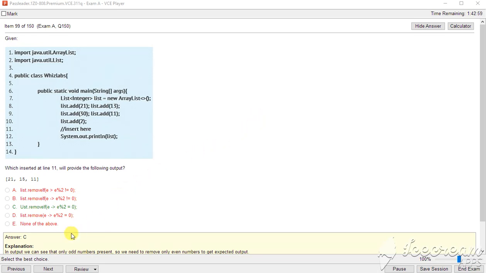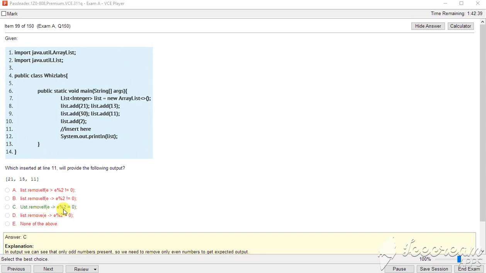Because when you look at the answer, they are saying that the answer is C. Okay, let's assume that the answer is C. So where is UST coming from? Let's assume this is a typing mistake and change it to list. So if it was list.removeIf, that would be fine.